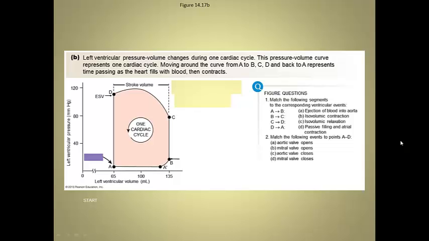All right, so now we're really going to get into it here with how the heart's working. What you see here is a simple little graph showing how the left ventricle changes in terms of pressure and volume during a cardiac cycle. As you can see, on the x-axis is left ventricular volume in milliliters, and on the y-axis is left ventricular pressure in millimeters of mercury.